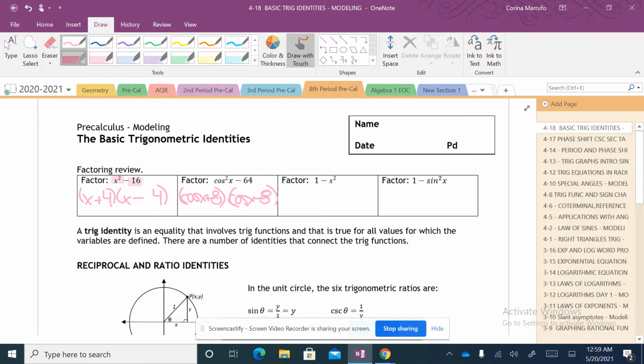Okay, then we have factor 1 minus x squared. So because the 1 is first, okay, another perfect square, 1 times 1 is 1. And x times x is x squared. One is going to be plus and the other one is going to be minus.